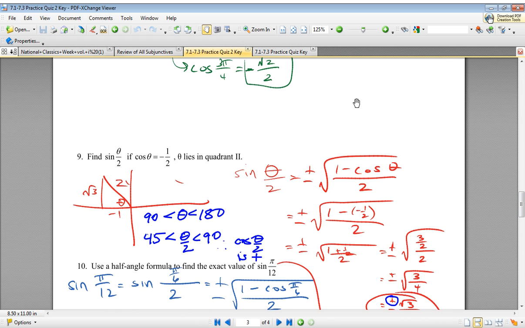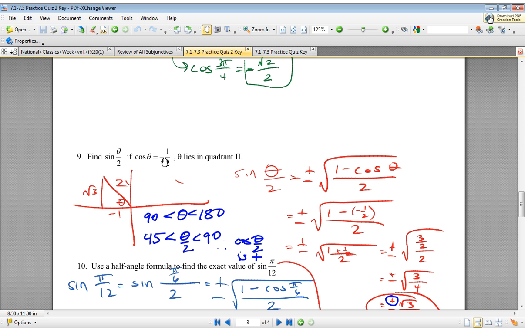Number 9. Okay, this one is rough. So find sine of theta over 2. So that's what we have to find. If cosine of theta is given, draw your triangle. So we draw our triangle. Once you draw your triangle, you're going to be able to plug it into the formula. And there is our formula. Isn't it beautiful? Right away, let's do the plus or minus thing, even though I didn't do that till the end.